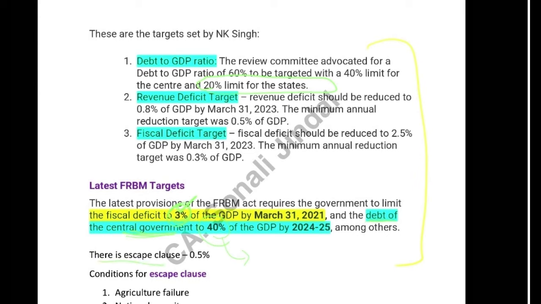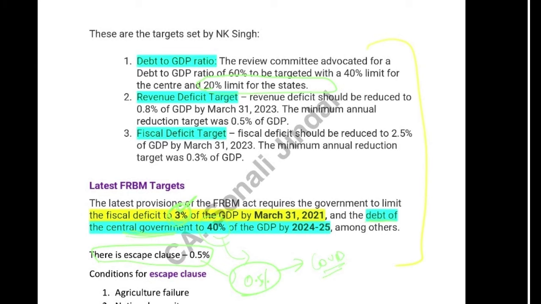There is also an escape clause given, that is around 0.5%. It has been used during COVID-19. It means we can keep that much difference in fiscal deficit. It can be used during agriculture failure or in recession.